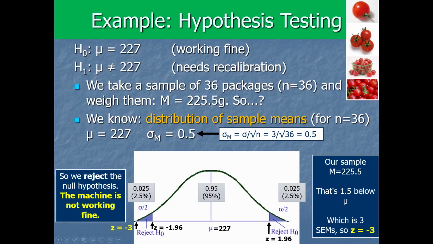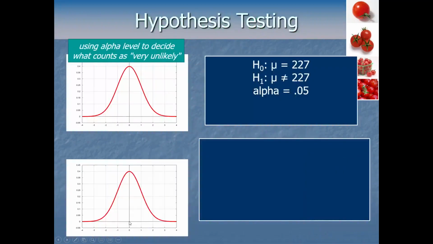So basically, we started by assuming the null hypothesis is true and the machine is working fine with an average of 227. When that is the case, how often would we see a sample of 36 packages where the sample mean is 225.5 grams? Not very often. It is very unlikely. It happens less than 5% of the time, much less than 5% of the time. This tiny little bit down here.